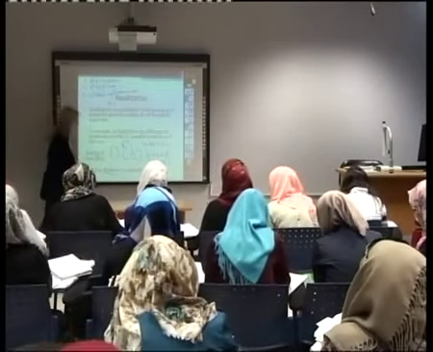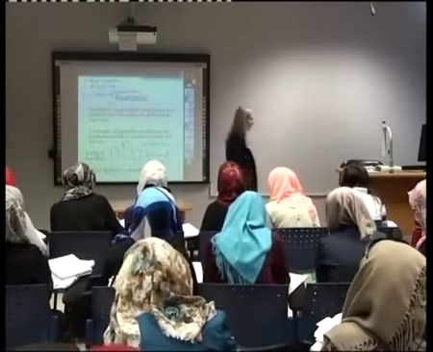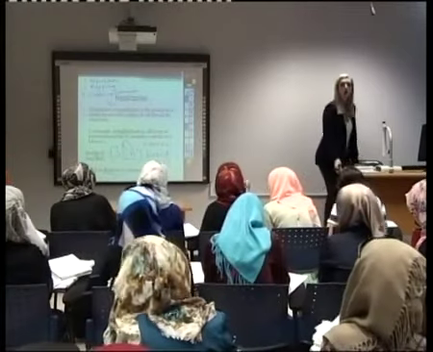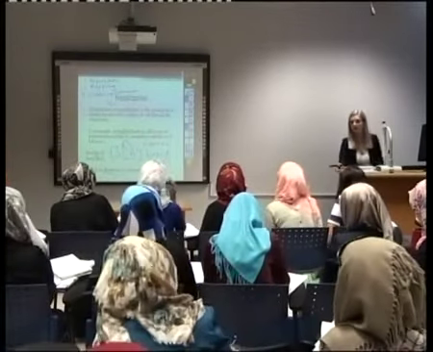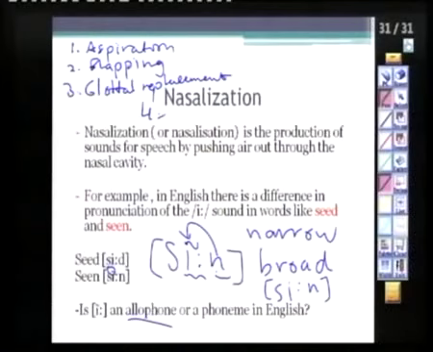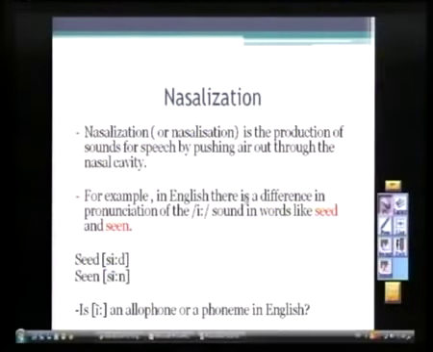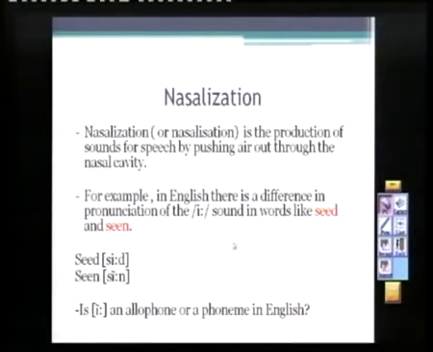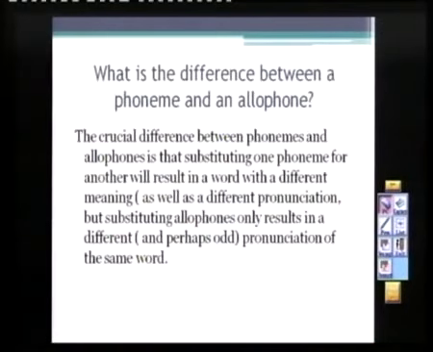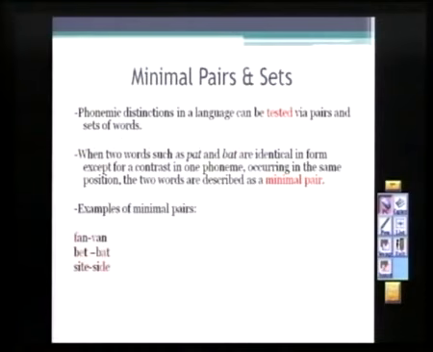Good. Do you have any questions about nasalization or narrow or broad transcription? You're going to find this in your textbook. All of the things that we talked about is in your textbook if you read the chapter. Okay, let's continue. So we talked about nasalization, aspiration, flapping, glottal replacement, and the differences between phonemes and allophones. We're going to talk about minimal pairs and sets.